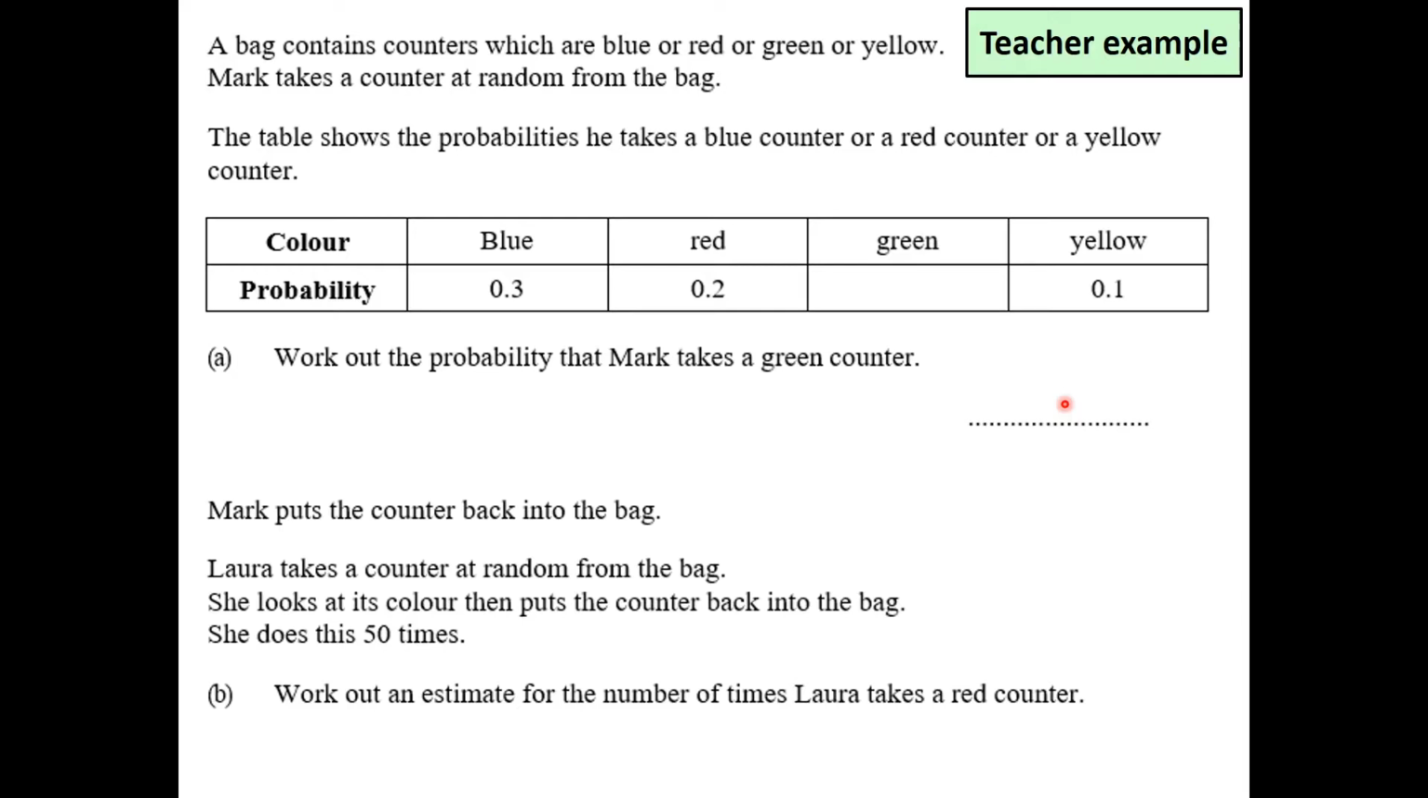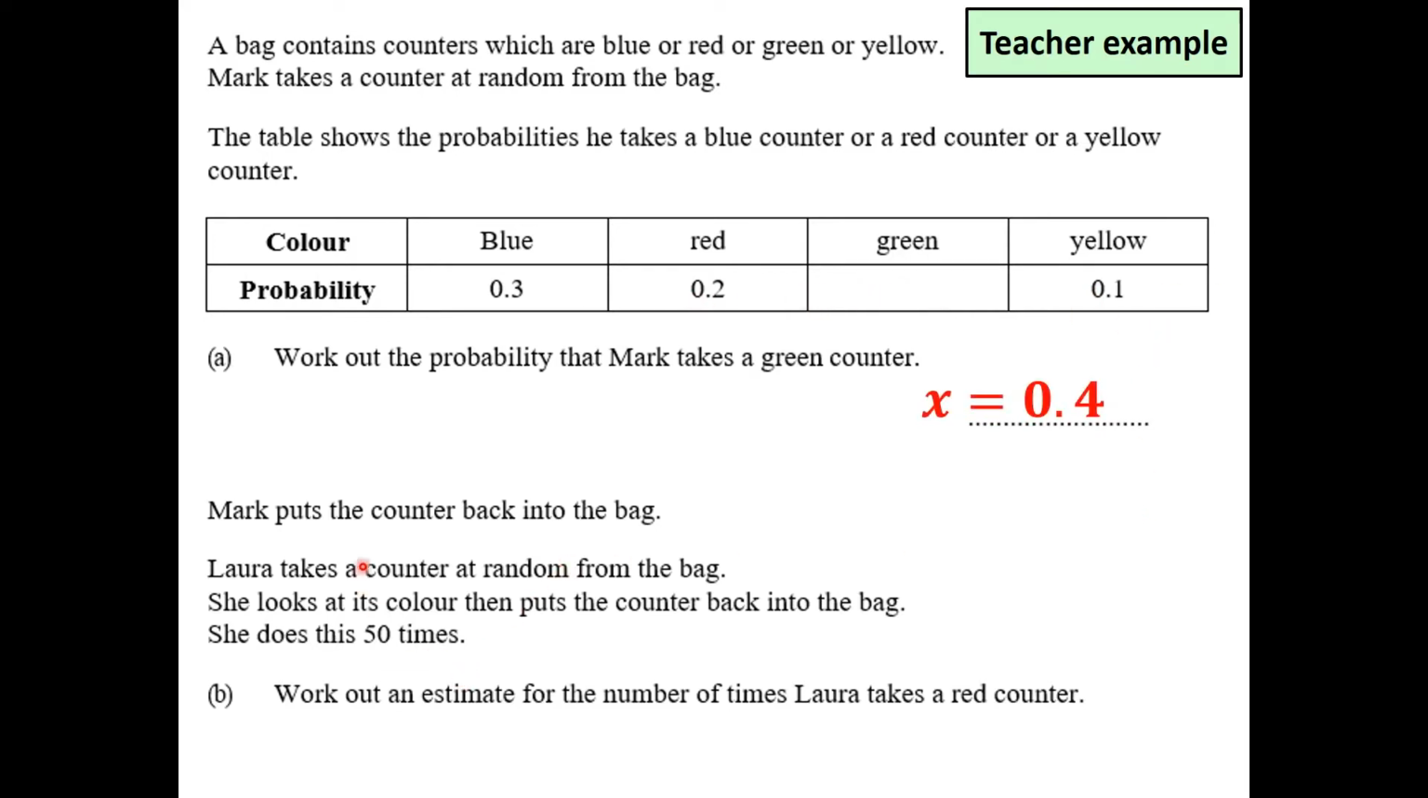Okay, so the answer to this question, part A at least, is very straightforward. You know it adds up to make 1 because reading the question, the bag contains counters which are blue, red, green or yellow. There's no other colours, so I'm not missing any data here. It's going to add up to 1, so it has to be 0.4 because that makes 1.